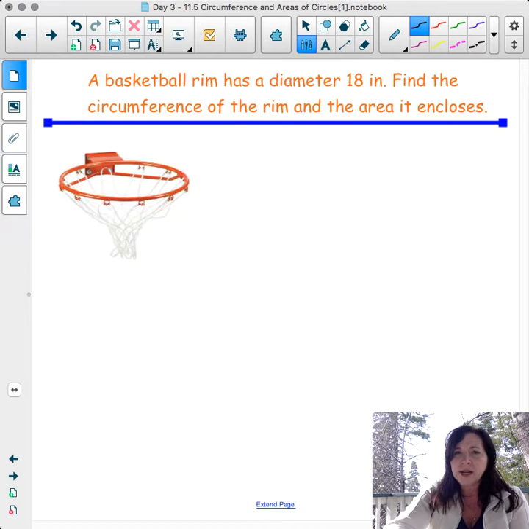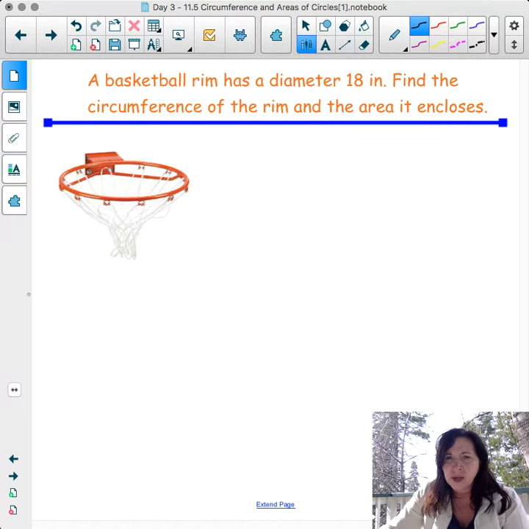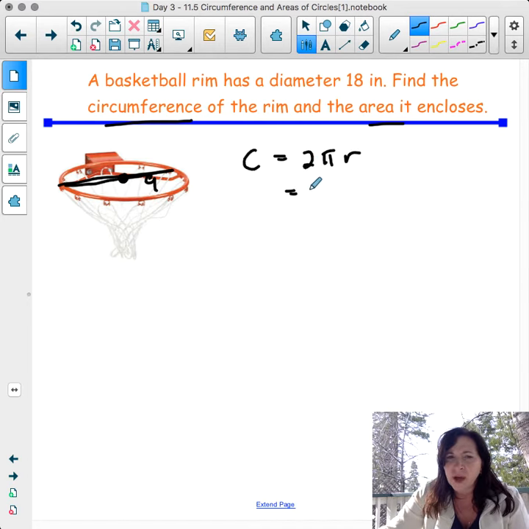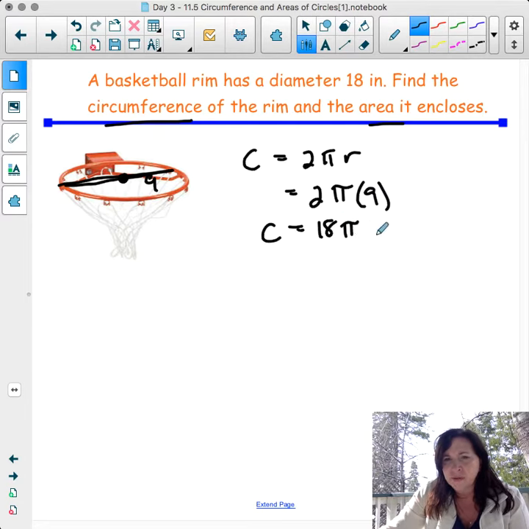So in this problem right here, we have a basketball rim that has a diameter of 18 units or inches. So here's the diameter of this, and that's 18, which means that my radius is 9. Find the circumference of the rim and the area. So they are looking for the circumference and the area. So the circumference is equal to 2 pi r. In this case, we've got 2 times pi times my radius, and my radius is 9. So that's going to be 18 pi. So that's my circumference, units.